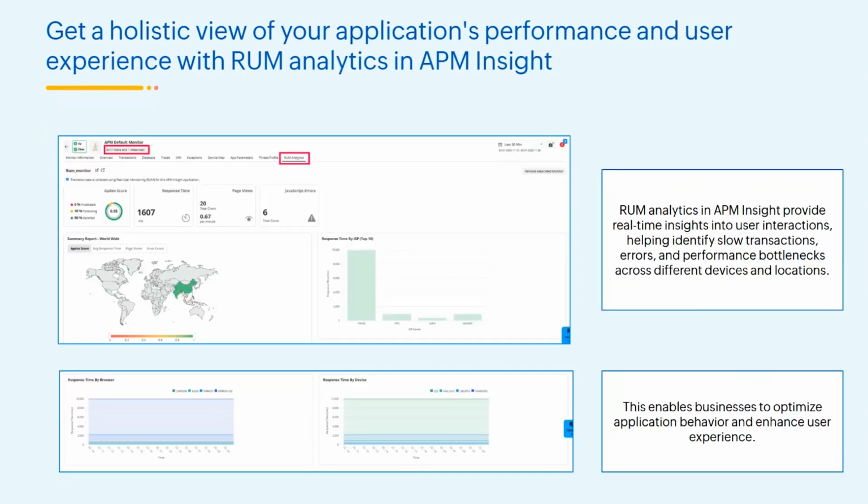Further, we have introduced the RUM analytics feature in APM Insight. In APM Insight, the RUM analytics feature will provide real-time insights into user interactions, allowing businesses to monitor and optimize application performance effectively. On the front end level, by tracking key metrics such as response time, page views, JavaScript errors, and geographic performance trends, it helps identify slow transactions, errors, and performance bottlenecks across different devices and locations. This data enables organizations to proactively optimize their application behavior, ensuring a seamless user experience and improved overall performance.